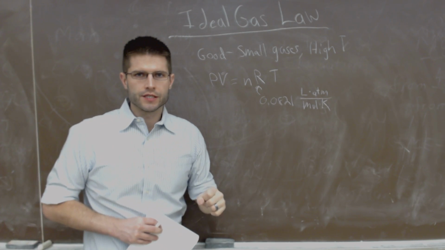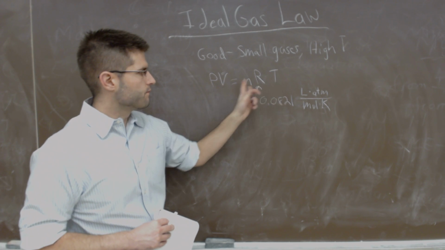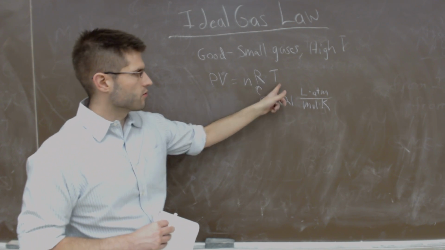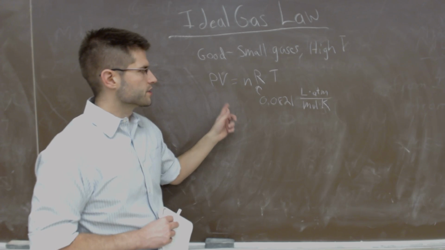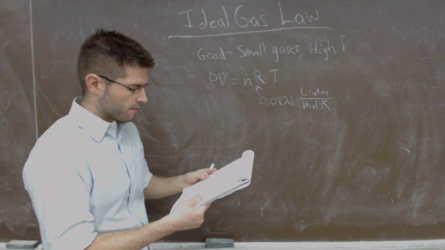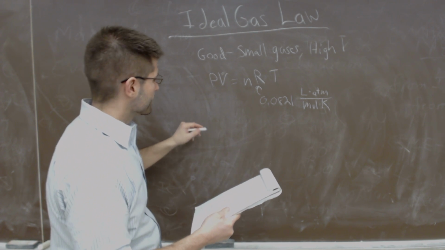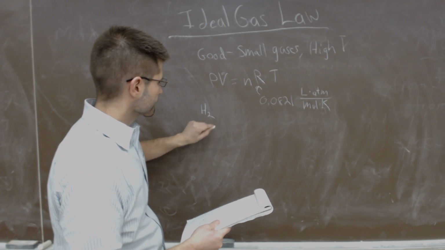Now, how do we use this? If we are able to measure any three of the four variables, so P, V, n, or T, any three of those, we can solve for the fourth one. So let's see how we can do this with a problem. Let's say we have a gas, an ideal gas. Let's say we have hydrogen.